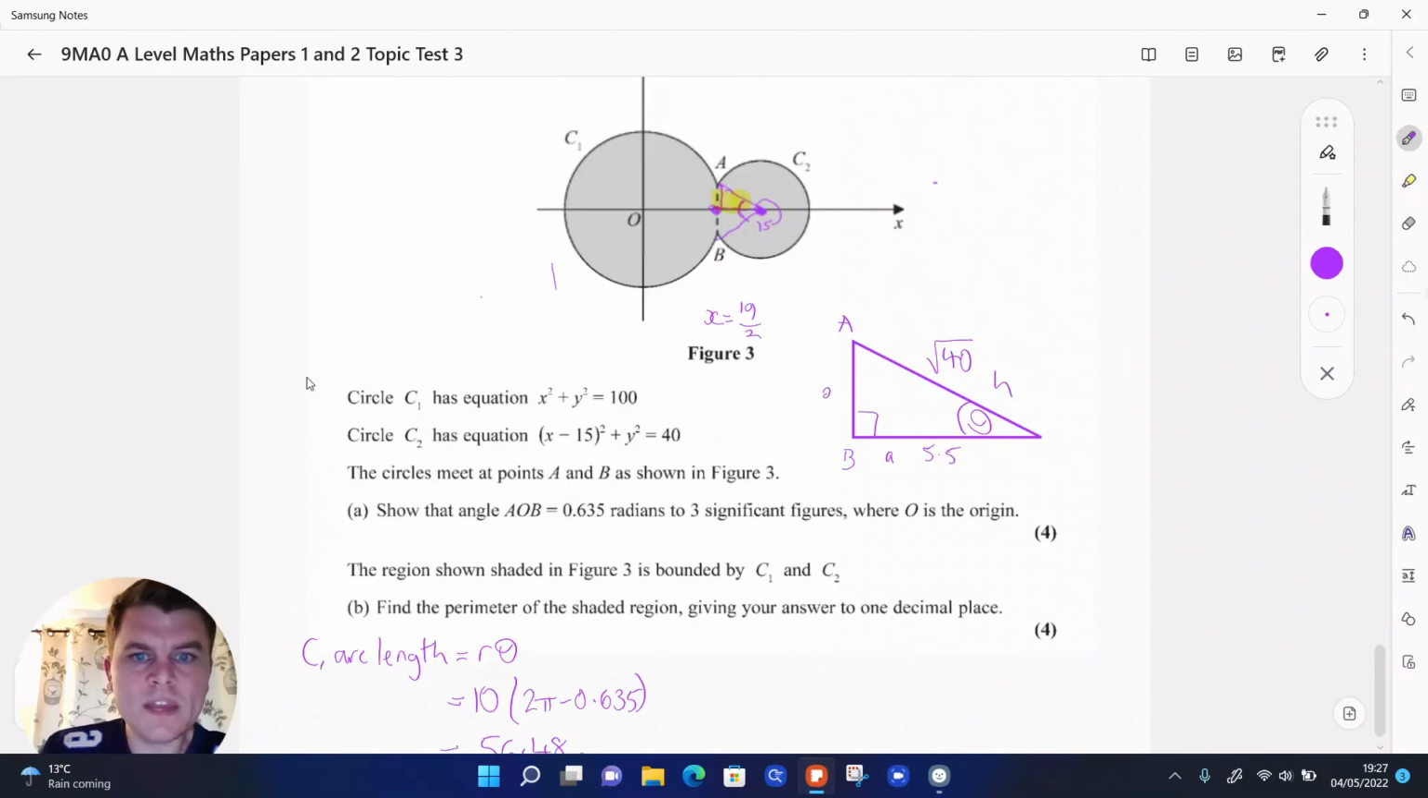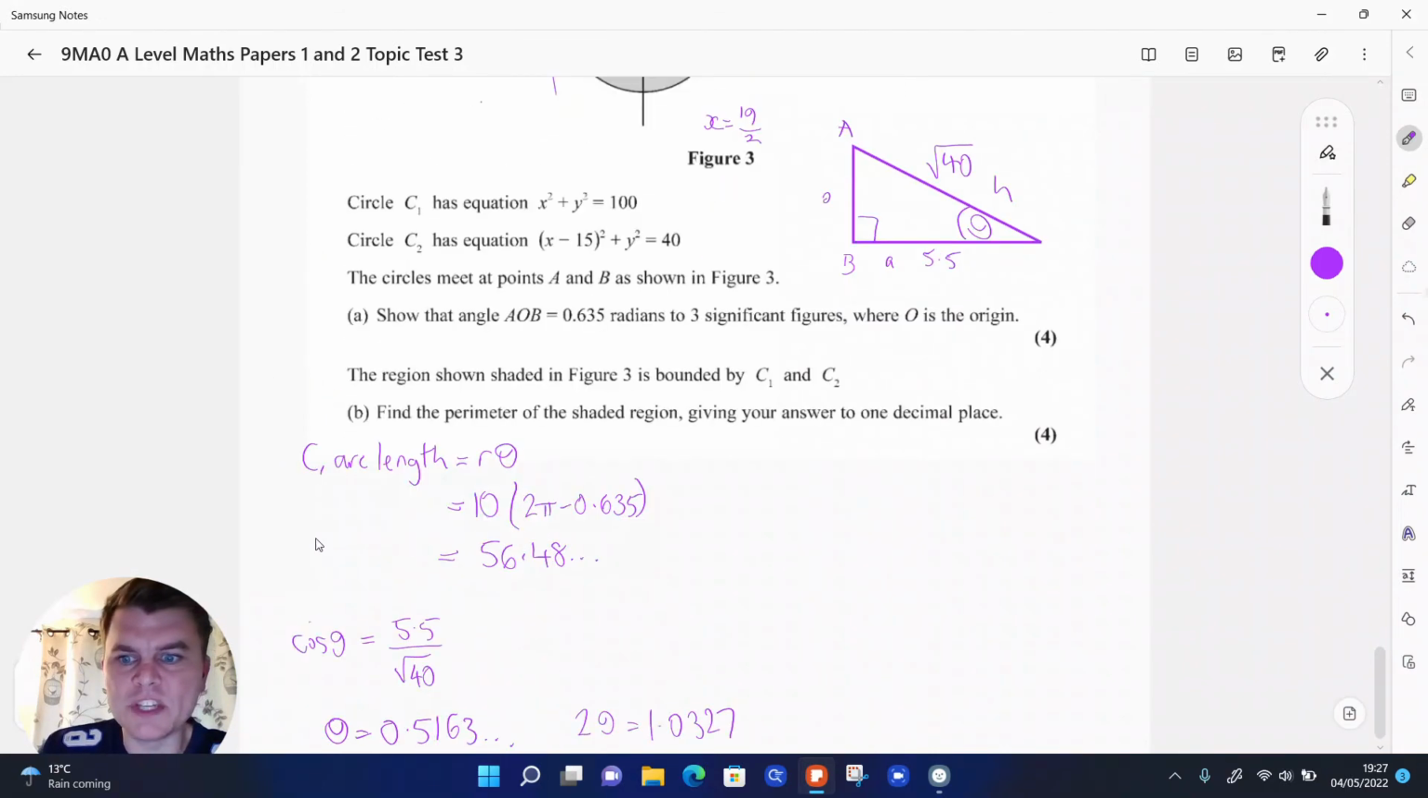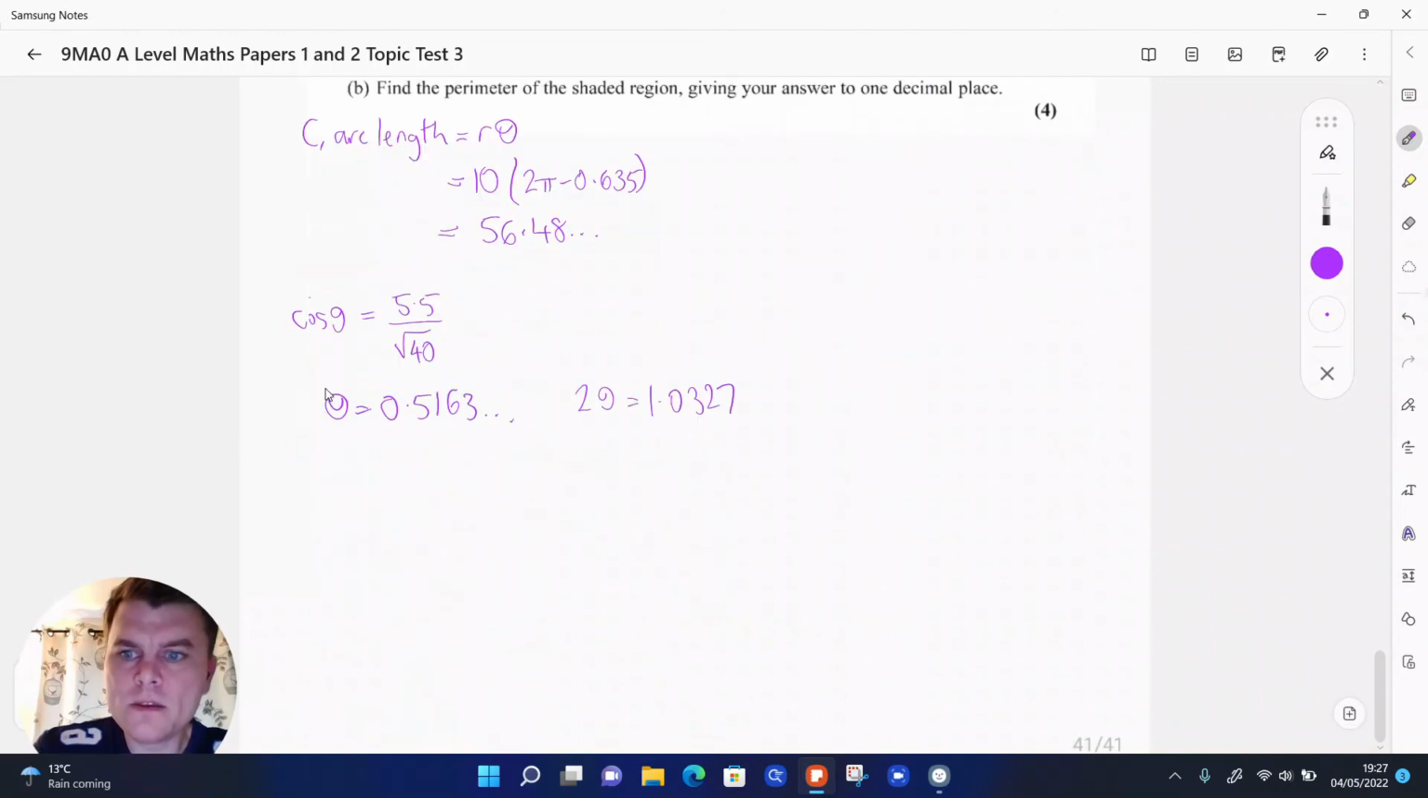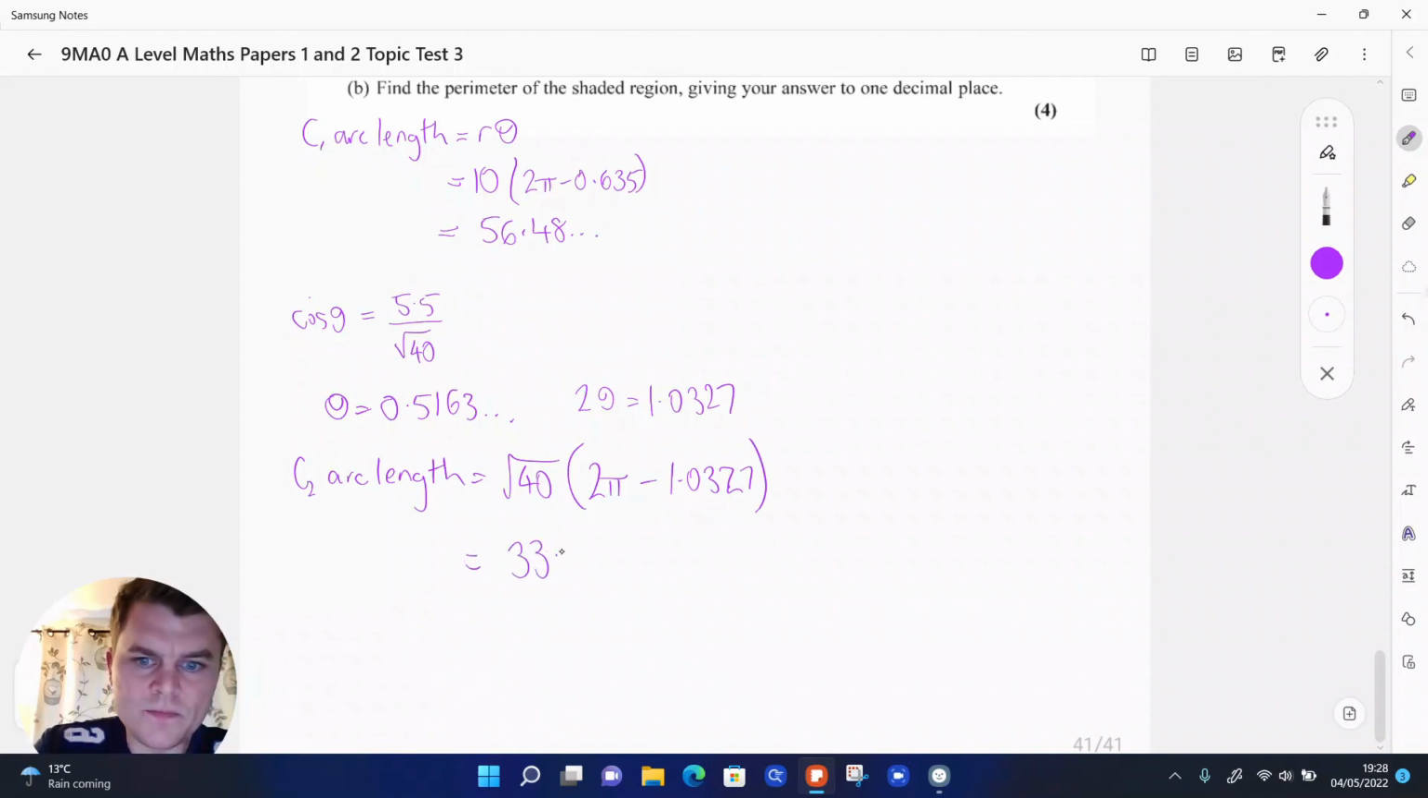Okay. Now we know that one, we can do the same method as we did for the arc length for C1. It's going to be r theta again, so the radius this time is root 40, and we multiply that by 2 pi minus this particular value here, because that was the angle of twice this. Well, into the calculator.